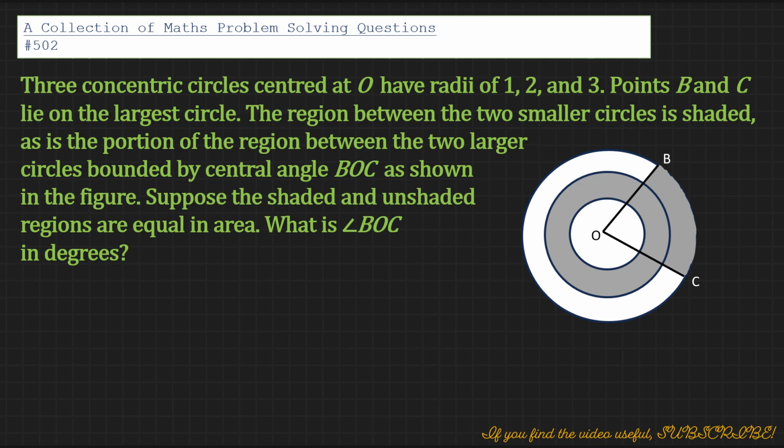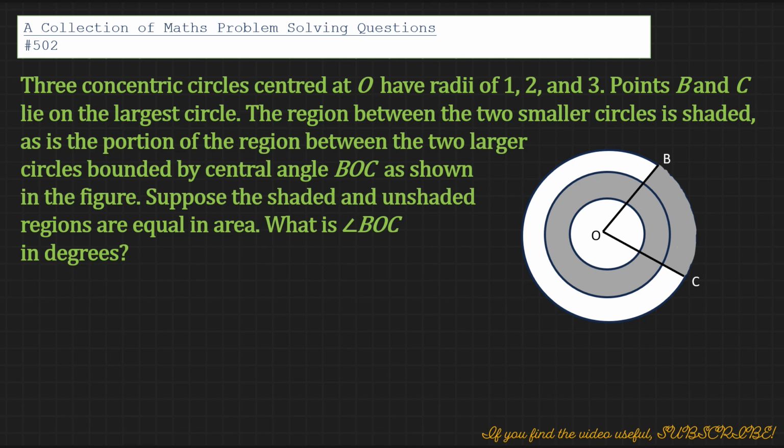Three concentric circles centered at O have radii 1, 2, and 3. Points B and C lie on the largest circle. The region between the two smaller circles is shaded, as is the portion of the region between the two larger circles bounded by a central angle BOC as shown in the figure. Suppose the shaded and unshaded regions are equal in area. What is angle BOC in degrees?